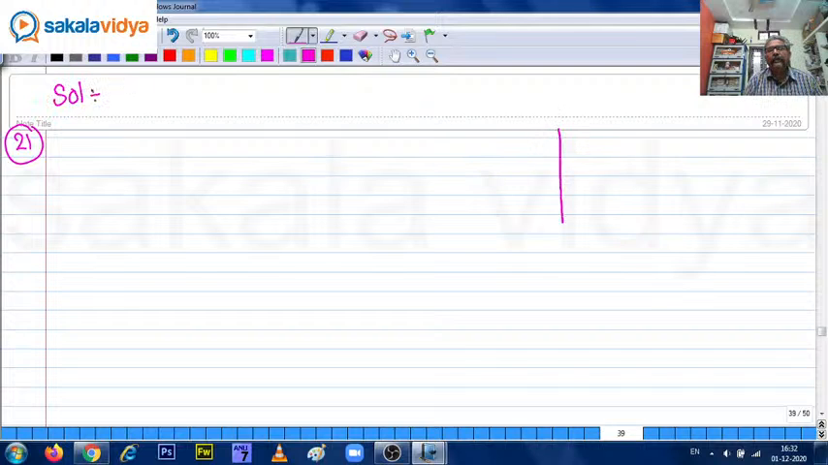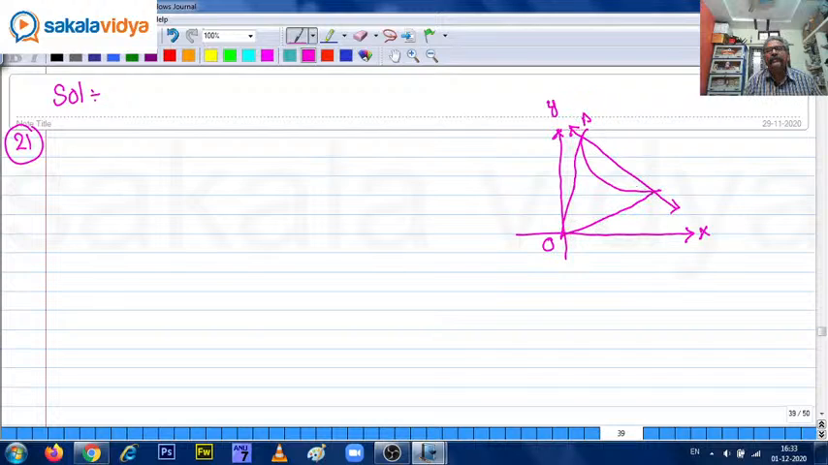For example, rough diagram, you draw the axes. This is OX and OY. For example, this is the curve. This curve is intersected by the line. It's a chord of the curve. Join the origin O to these points of intersection. So this OA OB subtends 90 degrees here, right angle. Then this line always passes through the point we need to find out.